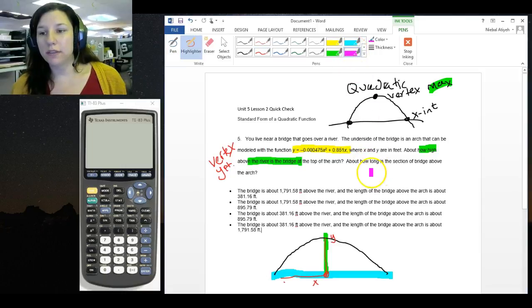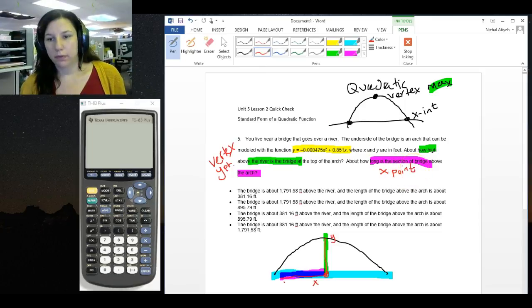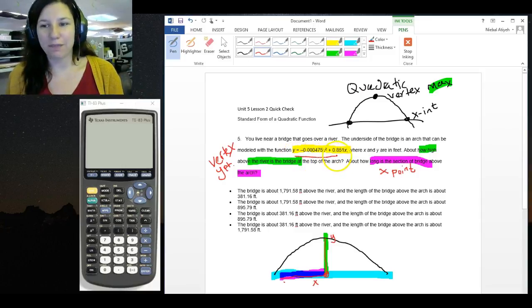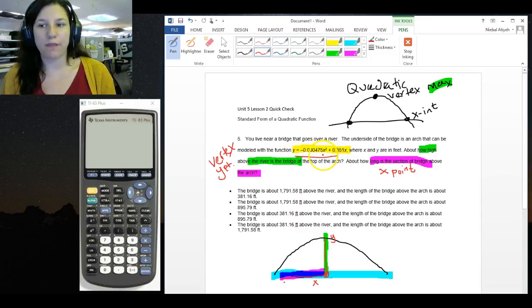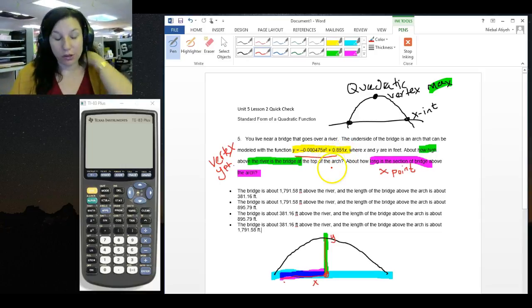How long is the section of the bridge above the arch? So how long is this bridge section above the arch? The length, they're asking for your x. This is a very tricky function to graph because of the coefficients 0.000475 and 0.851. So if you're graphing it by hand, you're going to have a hard time.